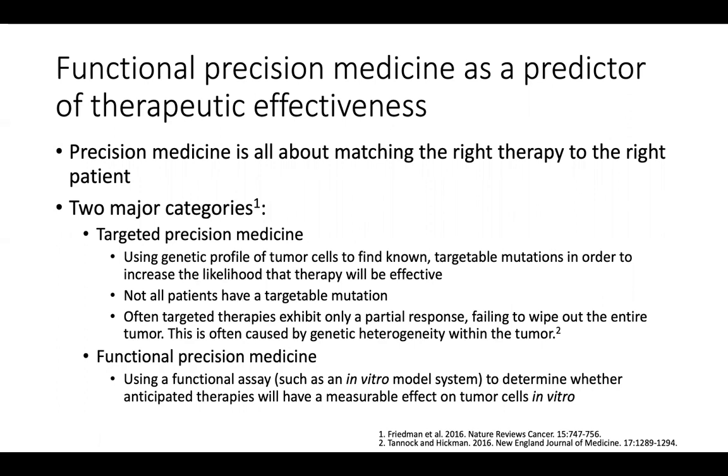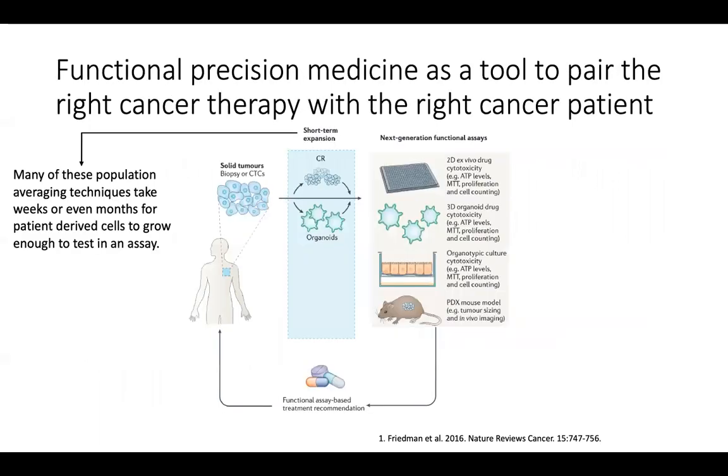The second major category is functional precision medicine, which is all about using a functional assay in order to determine whether or not anticipated therapies will have a measurable effect on actual tumor cells from a patient, in order to guide their therapy.